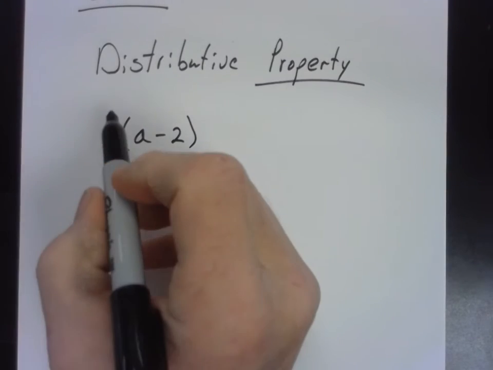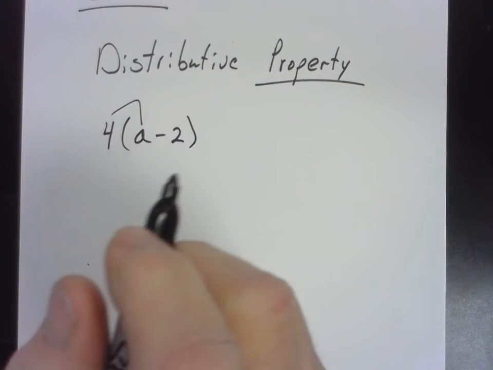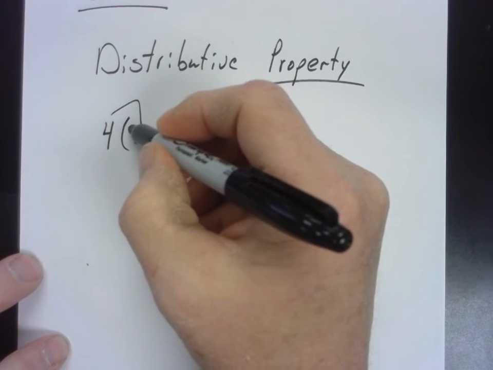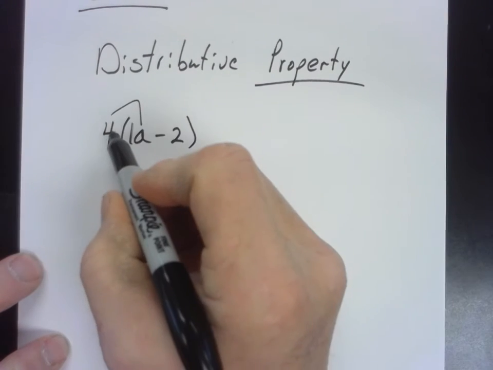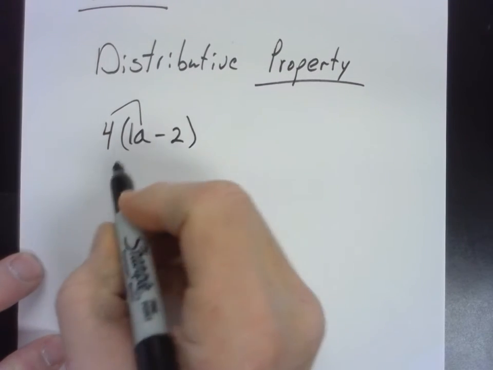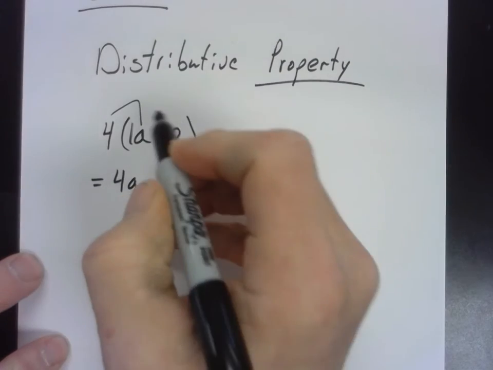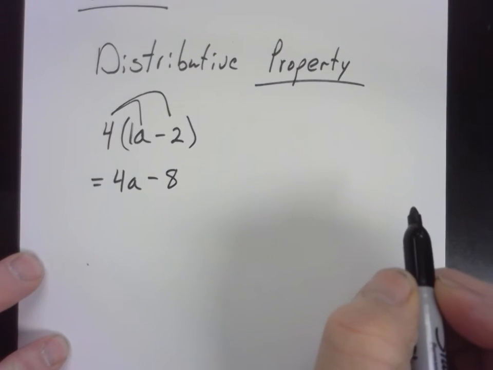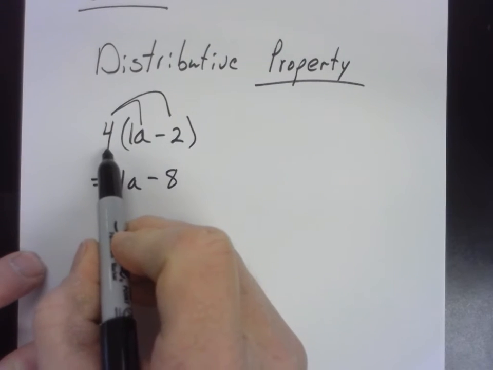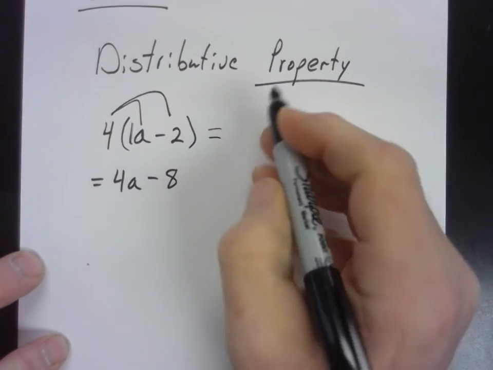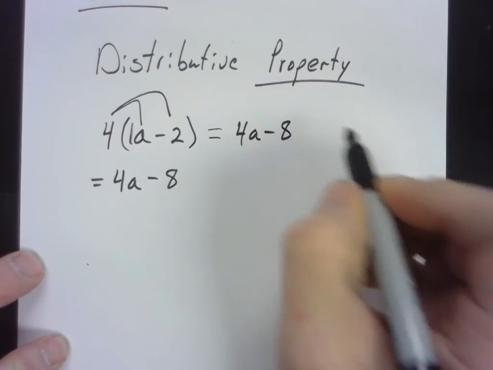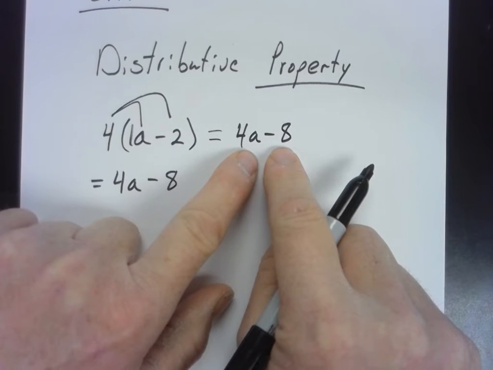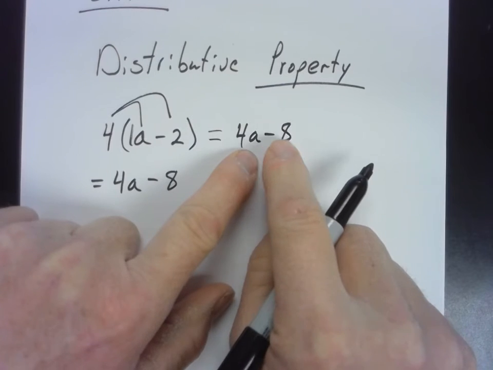All we have to do is go 4 times a. Oh, wait a minute. Let me make something clear. What's the numerical coefficient of a? 1. So you're going 4 times 1a, 4a. And then you're going 4 times negative 2. That's it. So 4 times a minus 2 is the same thing as 4a minus 8. They mean the same thing. Only this one has no parentheses. That's a big deal.